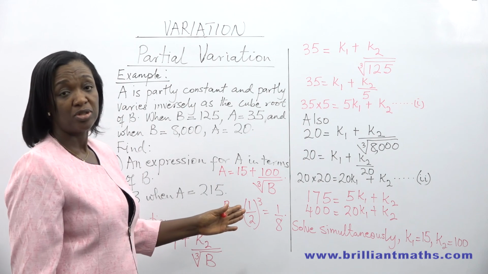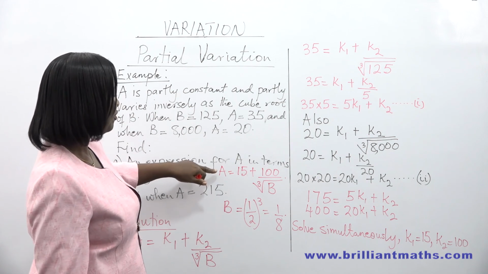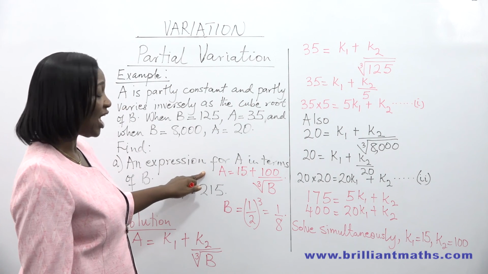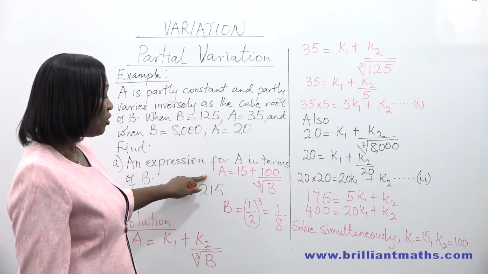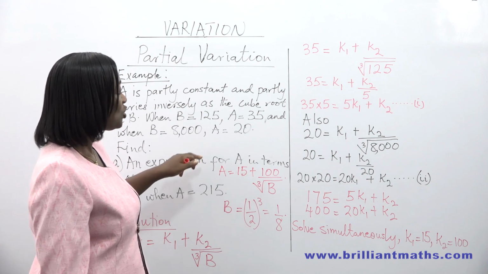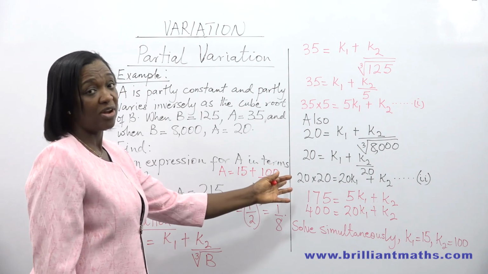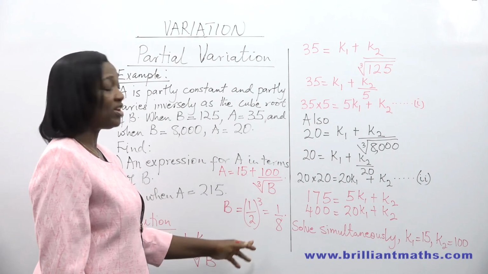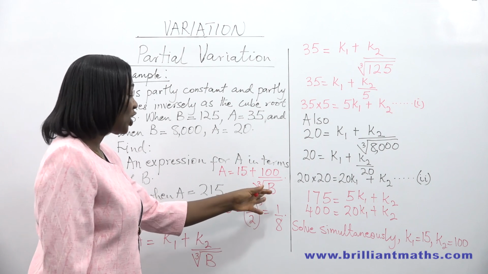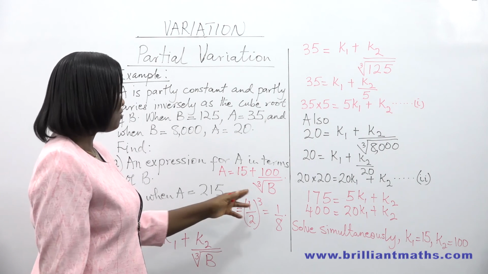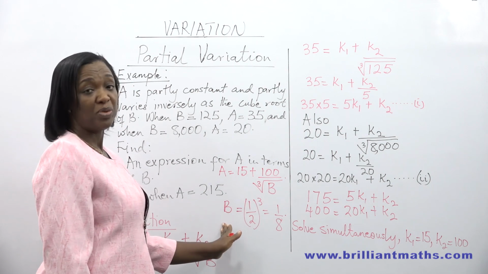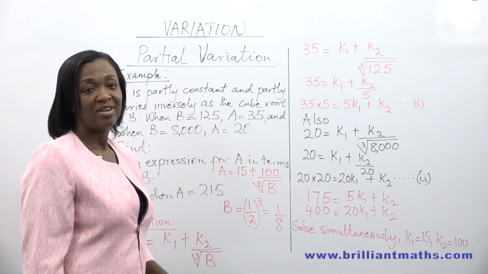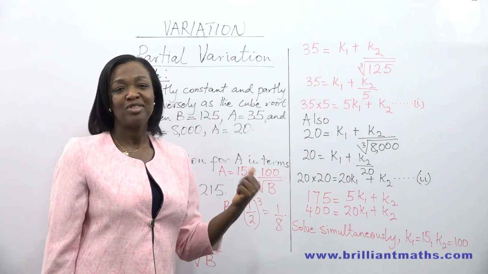We all know how to do substitution. You put in 215, you subtract 15 from 215, and you get 200. So cube root of B times 200 is equal to 100. So that's how we arrive at cube root of B is equal to 100 over 200, which is half. So to take away the cube root, you cube both sides. So by the time you cube the cube root of B, it becomes B. And then you cube 1 over 2, and it becomes 1 over 8. Take your time to solve it.